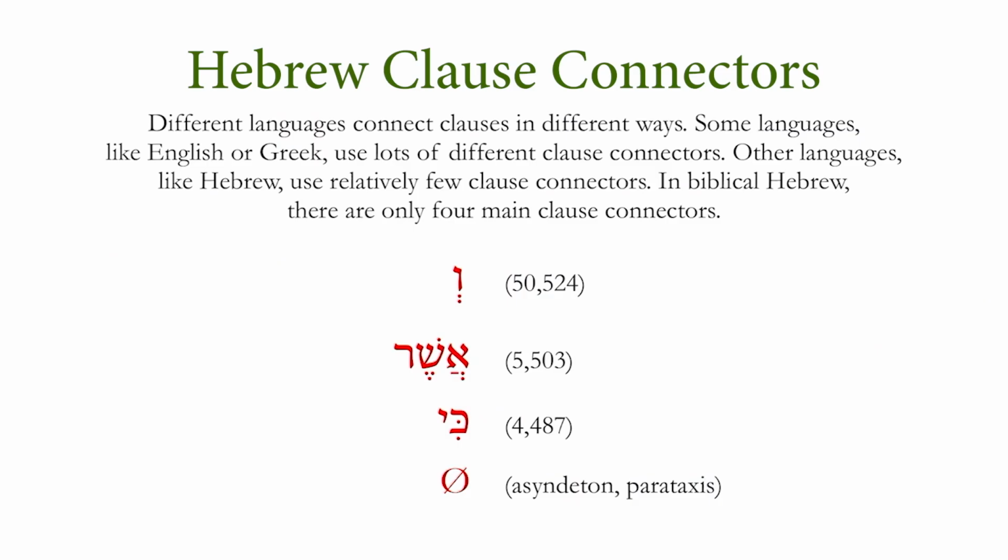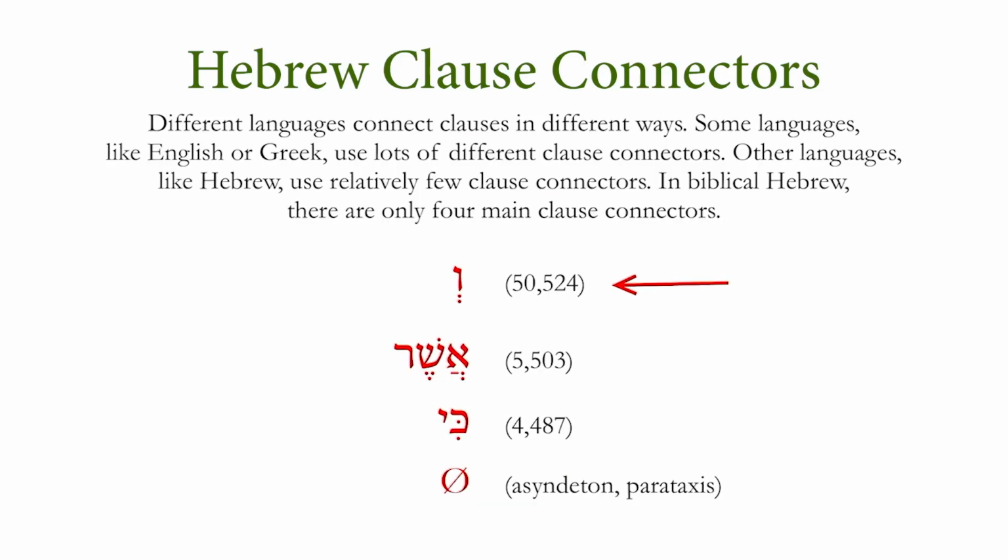In order to properly translate and interpret this verse, you have to understand these discourse relationships and how to properly identify them in context. So how are clauses connected in Hebrew? Well, you'll understand that different languages connect clauses in different ways. Some languages, like English or Greek, use lots of different clause connectors to connect their clauses. Other languages, however, like Hebrew, use relatively few connectors. In biblical Hebrew, there are only 4 main clause connectors. Now, there are a host of other minor connectors, and we'll talk about those in Basics of Hebrew Discourse. But we want to just cover the 4 main discourse connectors here, and then show you one quick example of how those features can appear in a particular text.